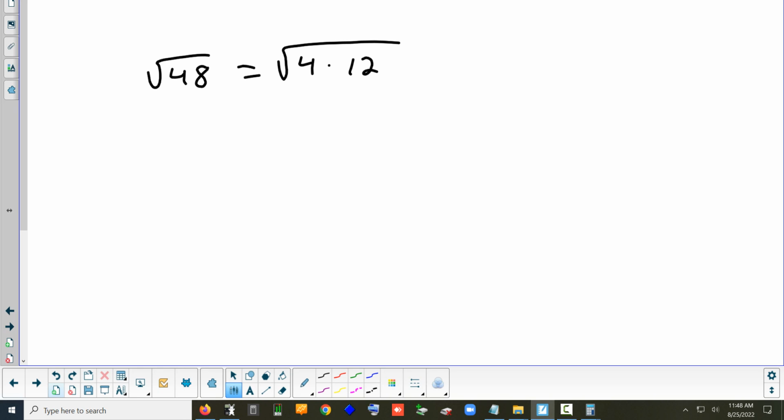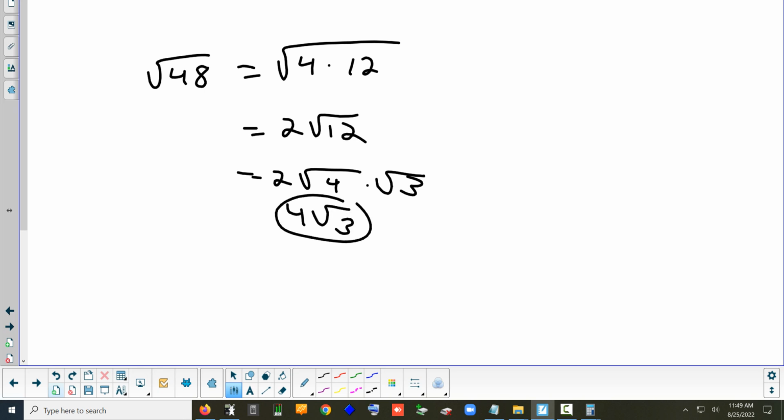That's fine. So 4 times 12 gives you 48. Take the square root of 4: 2 square root of 12. You might say, well, what's wrong with that? Well, 12 can be simplified again. So now you got to do 2, and you can do square root of 4 times square root of 3. So that's 4 square roots of 3.